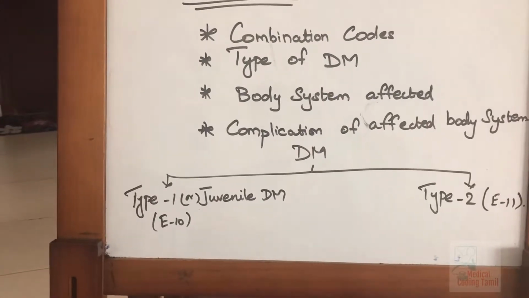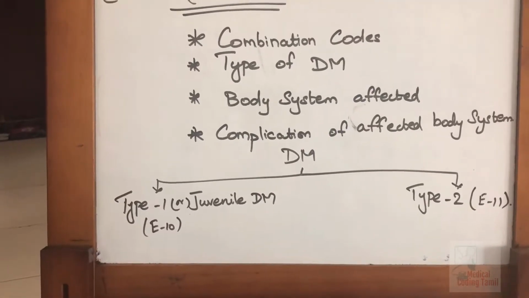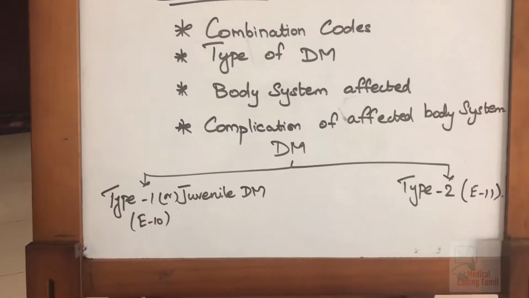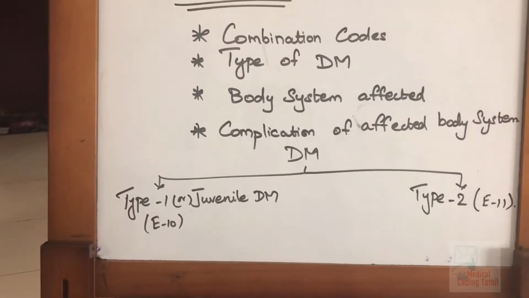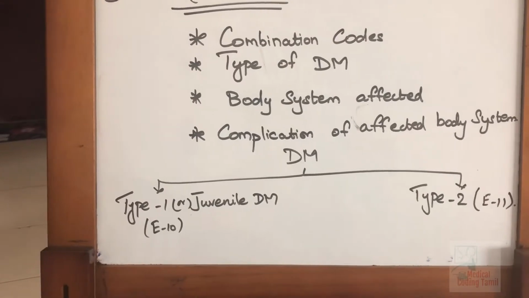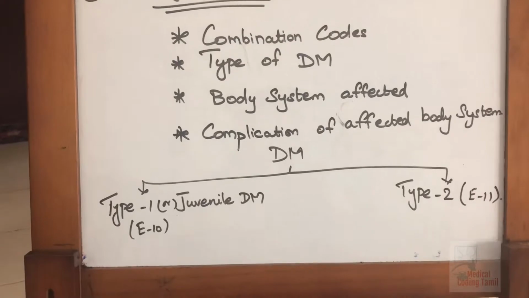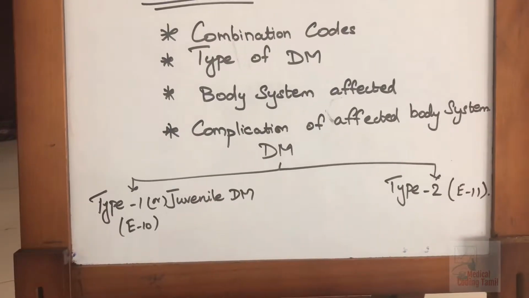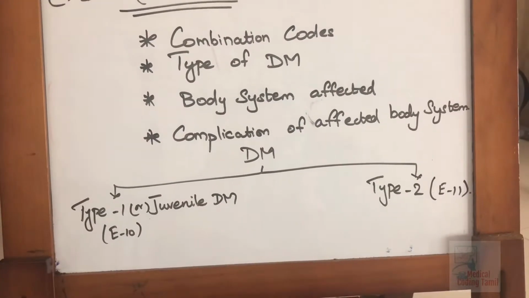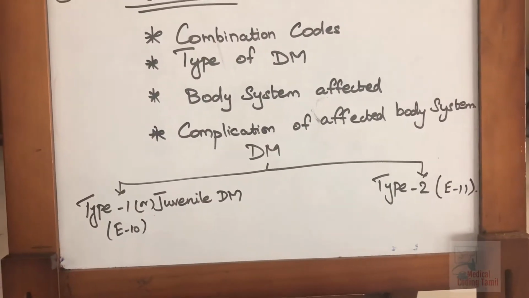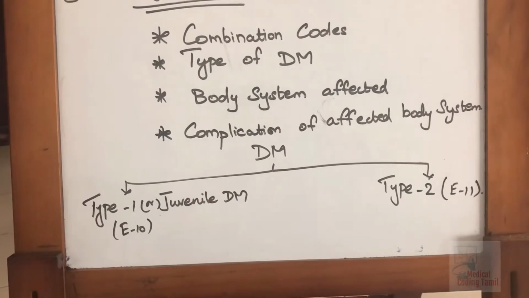If the doctor or provider has not mentioned the type of diabetes, then it will be type 2 diabetes. Because if it is type 1 diabetes, then the provider will mention it is type 1 diabetes, because the patient is suffering from childhood. So if the provider is not mentioning the type, then by default it will be type 2 diabetes and the code is E11.